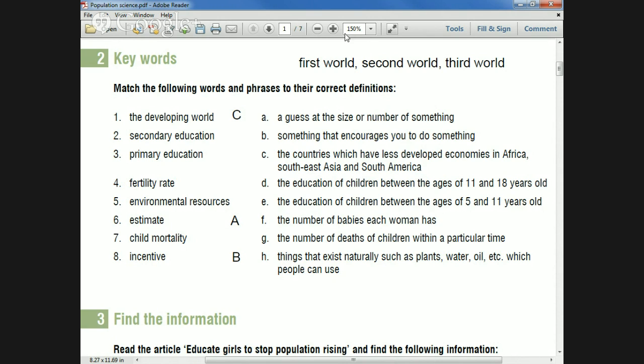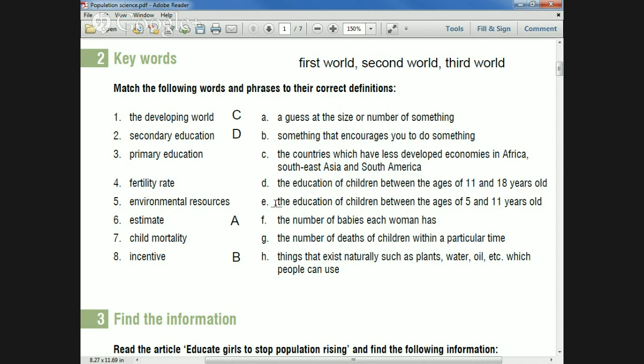Okay, let's go to the next one. D. Juan Carlos, could you read that one? The education of children between the age of 11 and 18 years old. Okay, remember also not to swallow the S. Ages. Yeah. Okay. And so what would that be? Secondary education. Yes, secondary education. And I think in the first and second worlds, people get a secondary education, and it's the third worlds and the developing worlds where they might not get a secondary education.